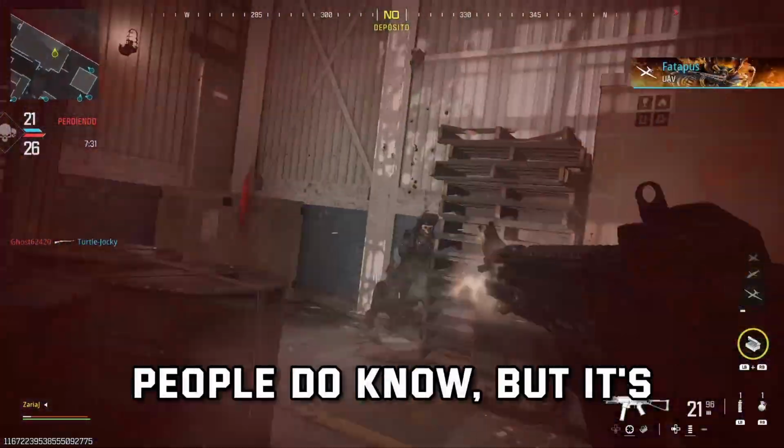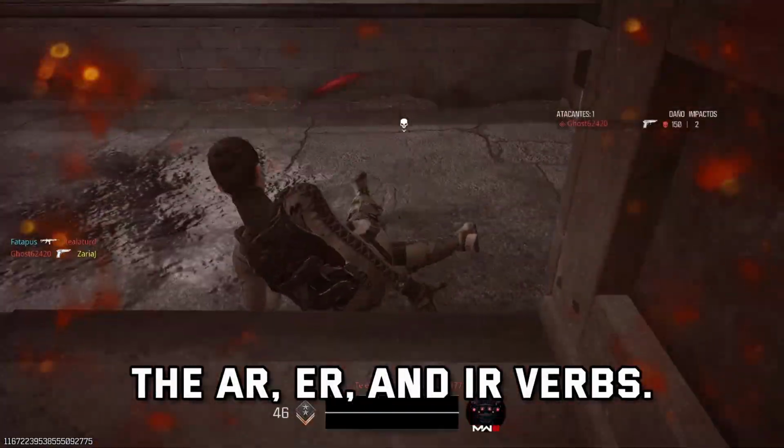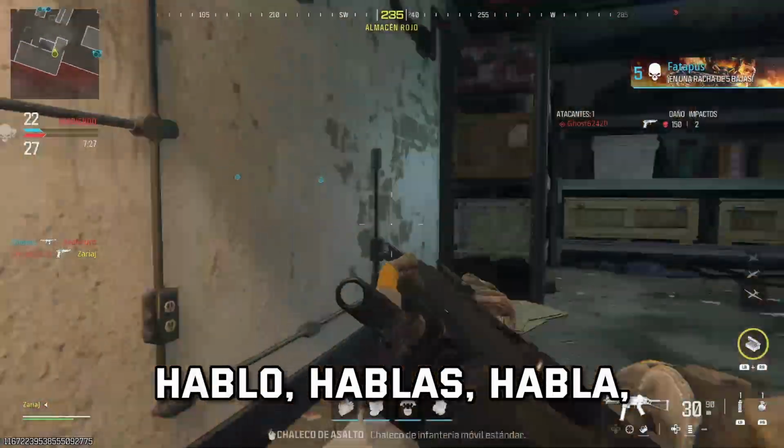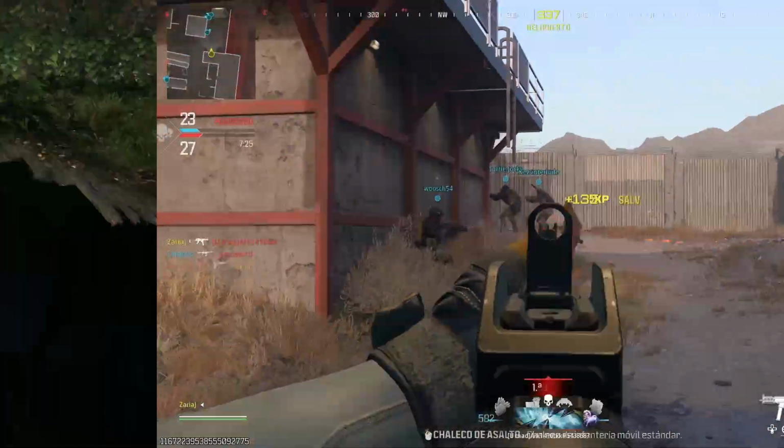These next patterns most people do know, but it's the AR, ER, and IR verbs. For AR verbs, we have hablar. Hablo, hablas, habla, hablamos, and hablan.